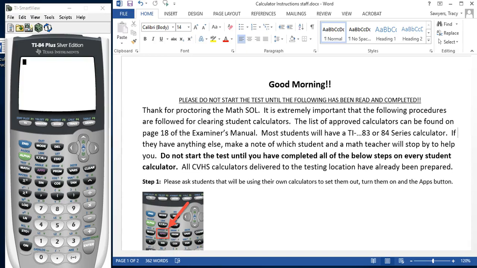It is extremely important that the following procedures are followed for clearing student calculators. The list of approved calculators can be found on page 18 of the examiner's manual. Most students will have a TI 83 or 84 series calculator. If they have anything else, please make a note of which student and a math teacher will stop by to help you. Do not start the test until you have completed all of the below steps on every student calculator.